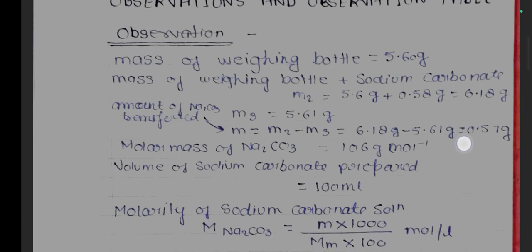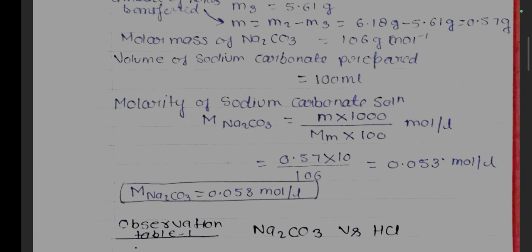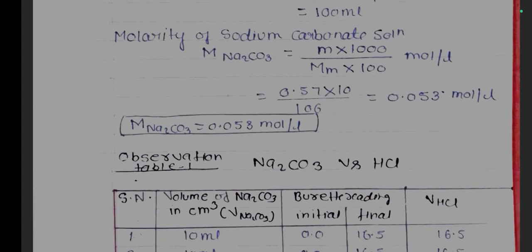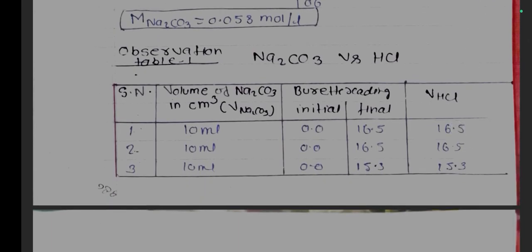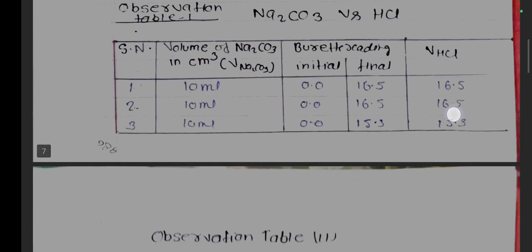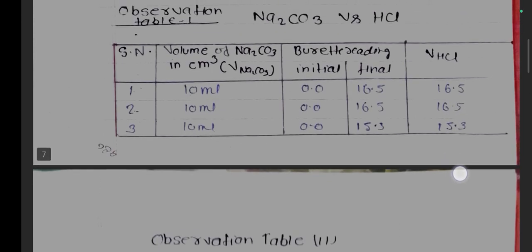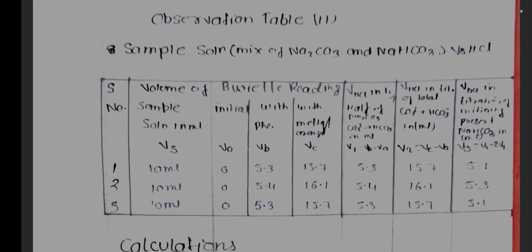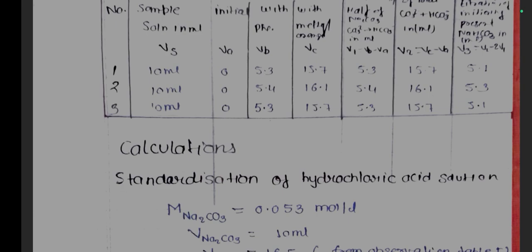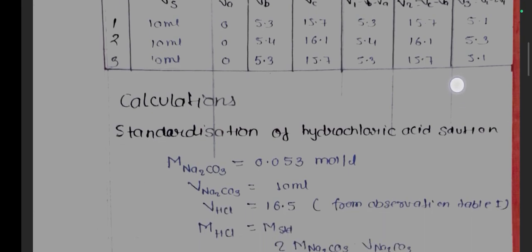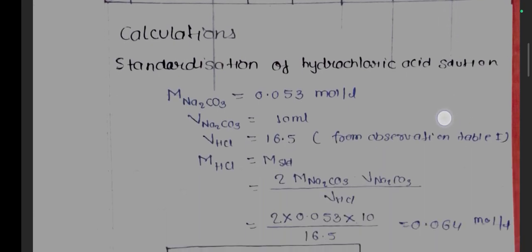Observation: mass of weighing bottle and so on. The molarity of the Na2CO3, sodium carbonate, is 0.053 mole per liter. Here the calculation, standardization of hydrochloric acid solution.